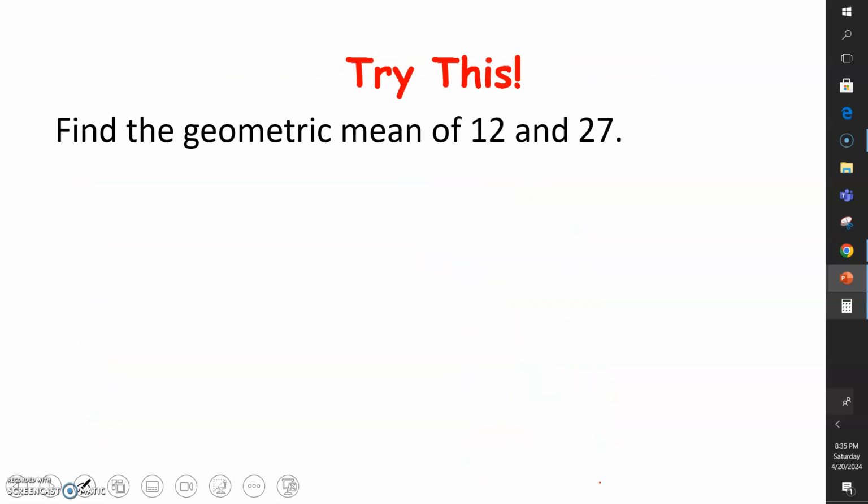All right, now it's your turn to try. Find the geometric mean of 12 and 27. Pause the video, give it a try. Compare your answer with a neighbor to see if you got the same thing.